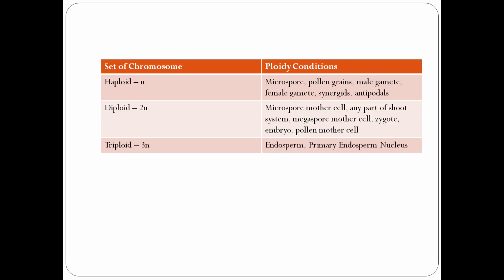This table shows what are all haploid, diploid and triploid. Microspore, pollen grains, male gamete, female gamete, synergids, antipodals all are haploid. Microspore mother cell, any part of shoot system, megaspore mother cell, zygote, embryo, pollen mother cell, all are diploid. Endosperm, primary endosperm nucleus are triploid.